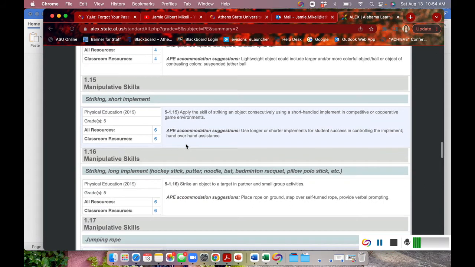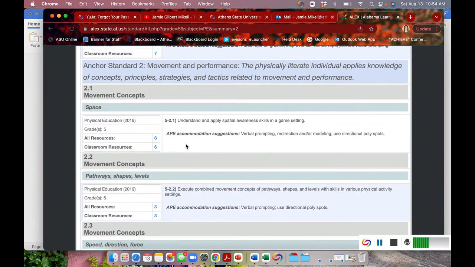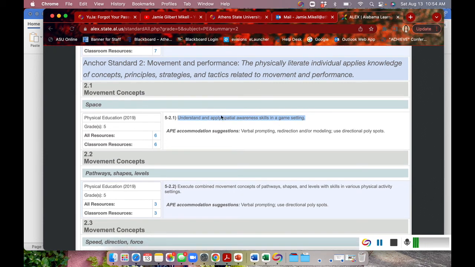Okay. Striking with an implement, jumping rope, plenty of skills here. It doesn't have to do with just volleyball. Keep in mind, is spatial awareness important in volleyball? Of course it is. If you've played before, you know that you have a specific space or position on the court that you occupy, and it's very important to be aware of what's going on around you. For example, something that's common to do is call out "got it" or "mine," because that tells the player coming for the ball not to come into your space. So spatial awareness is very important.